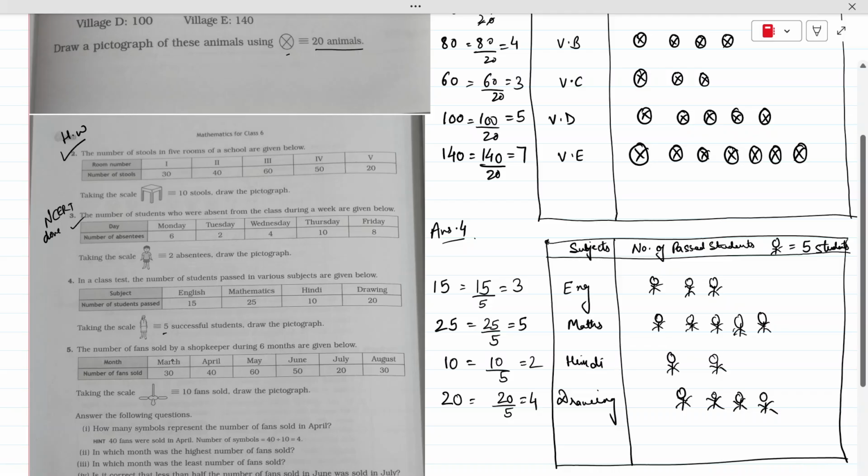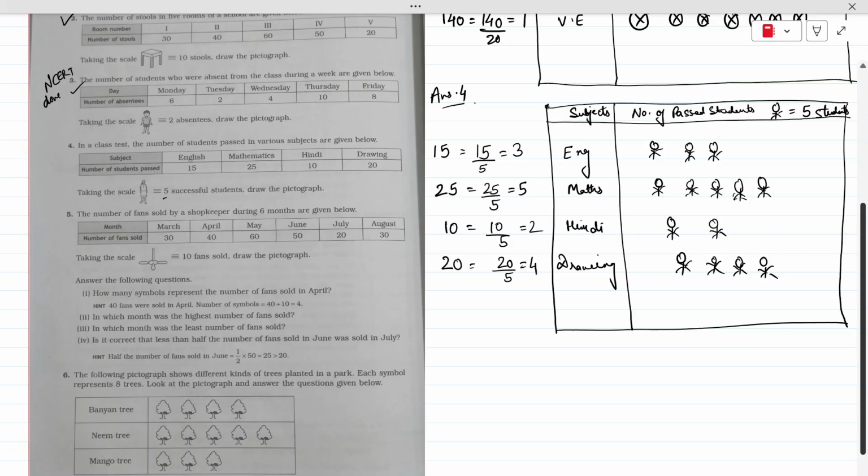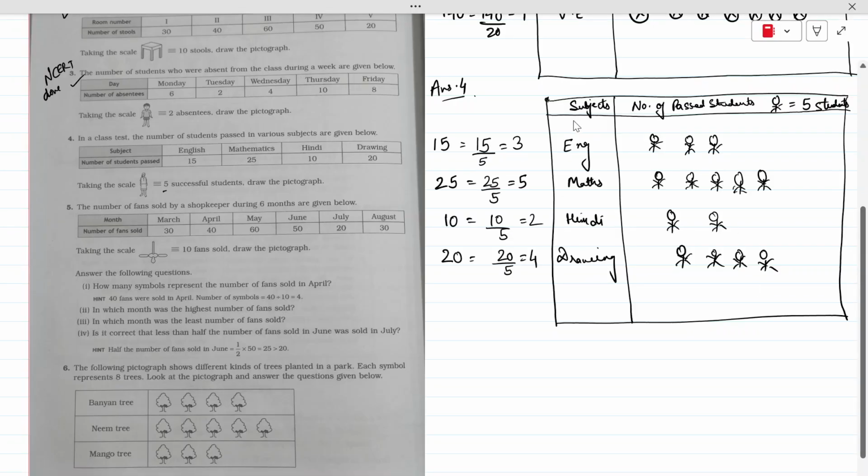Next is the number of fans sold by a shopkeeper during 6 months are given below. We have to take the scale as given and draw the pictograph. Okay, so this one is also very easy. You have to use the same method. You can list down the month names here, and again using this data and the scale given to us, we can find out how many pictures you have to draw. Okay, and along with this we have certain questions also. Let's try to do these questions.